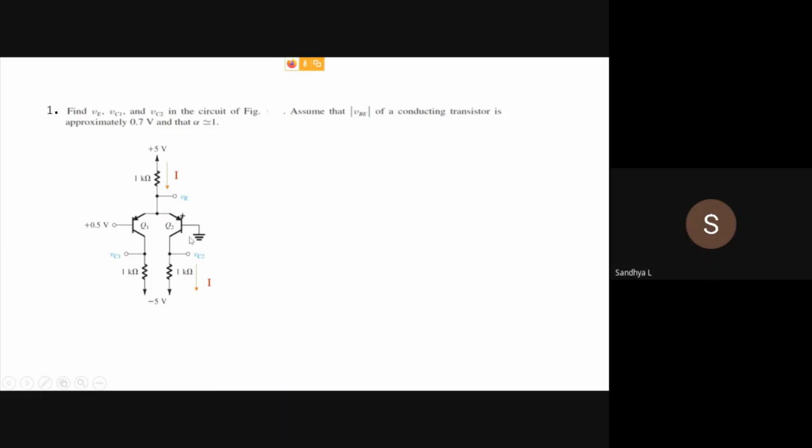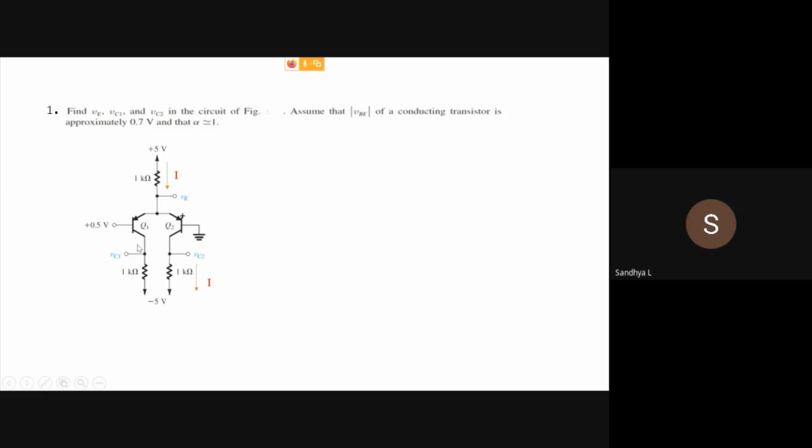So this is PNP. We have to find out which transistor is on. In the case of a PNP transistor, as we already said, the base should be at a potential lower than the emitter for the transistor to be on. So we'll find out which transistor is on.